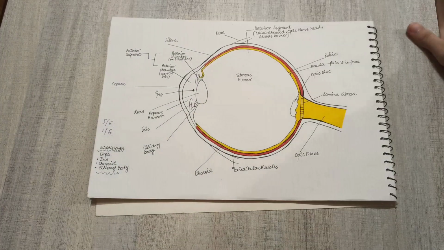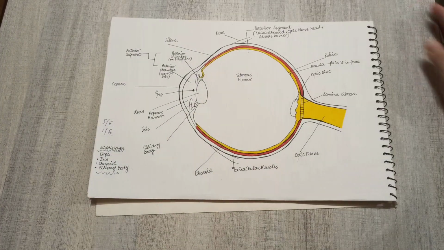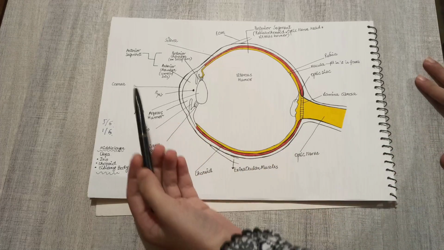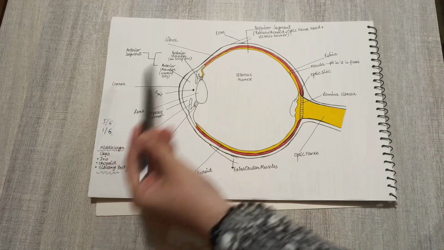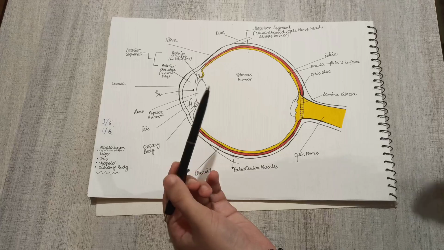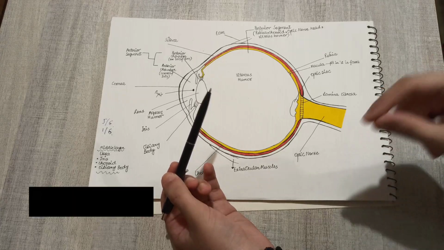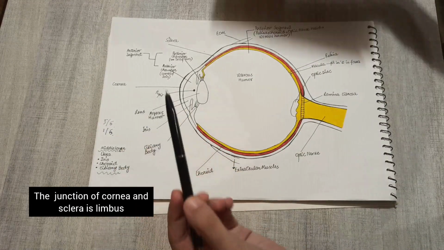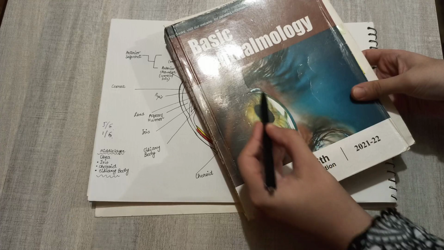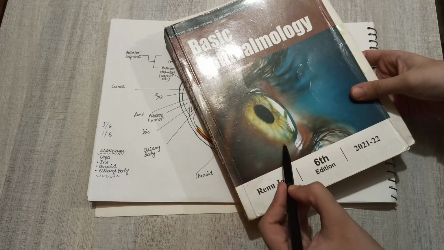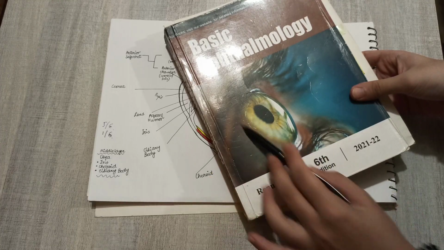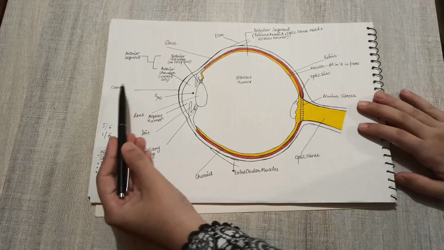Okay, so let's move on to our first layer. First layer is a fibrous layer. It consists of cornea and sclera and limbus. What is limbus? Limbus is a junction between the cornea and sclera. The black boundary that you see in your eye is limbus. Here it's not very clear, but you can see in your eye.